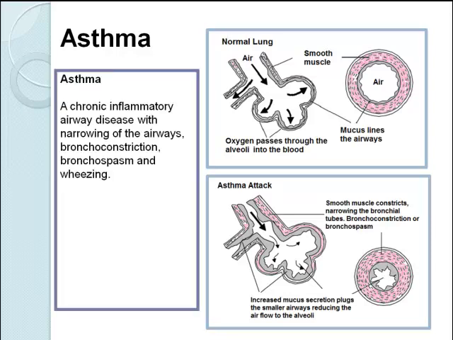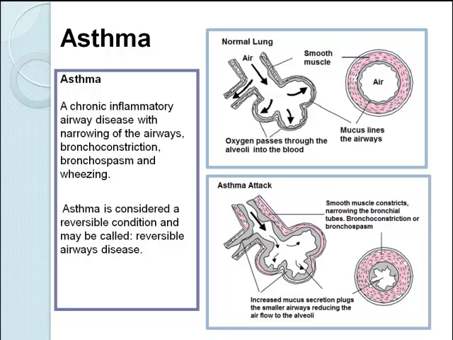So asthma is a chronic inflammatory airways disease with narrowing of the airways, which is bronchoconstriction, and bronchospasm and wheezing, the wheezing sound being when you're trying to force the air out of your lungs. Asthma is considered a reversible condition and may be called reversible airways disease. So patients will take medicine to help dilate their airways, open up the airways, making it easier to breathe.